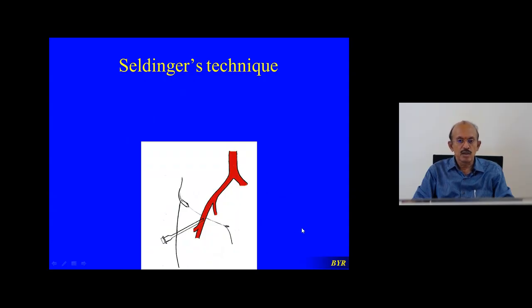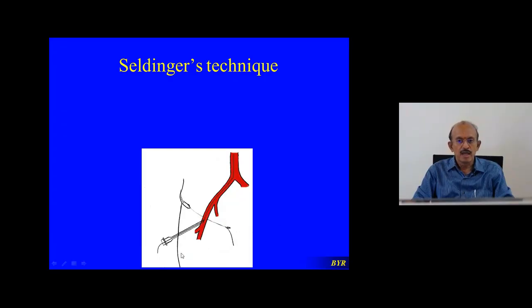I will show you the technique. First, what is Seldinger's technique, I am telling. You pass a cannula into the artery, then you pass a guide wire. This is also done under image intensifier or fluoroscopy. Then the cannula is removed, so the guide wire is passed into the aorta.